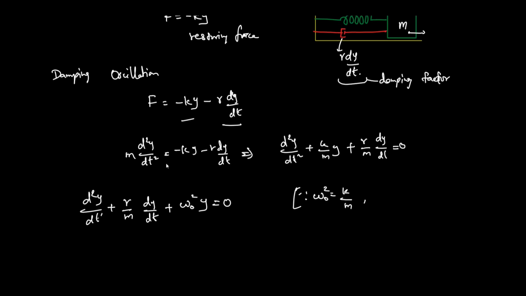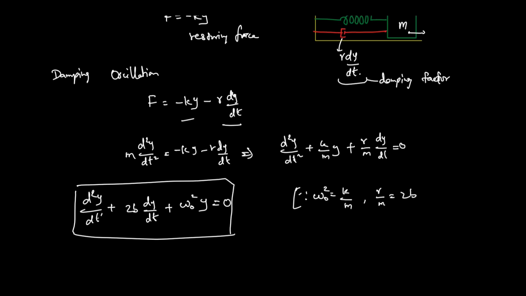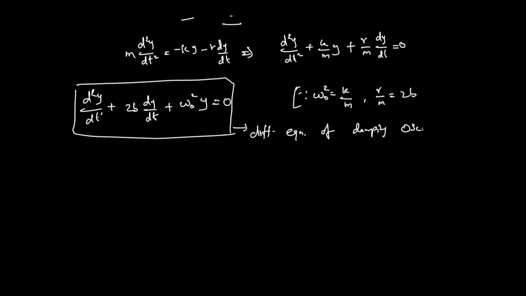and r by m can be written as 2b. So I will rewrite it now, these two terms can be written as 2b. So this is the differential equation for our damping factor. So this is the differential equation of damped oscillation. We need to solve this equation at different conditions so that we will be able to get the solutions. Based on the solutions we can analyze different cases.